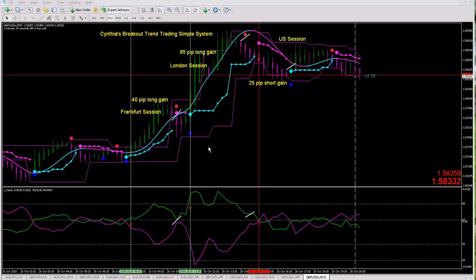So now if you're a European trader and you'd like to trade the London session, here's where you could have gotten in long during the London session. You had another uptrend alert where the aqua dot appeared, and you have a long green candle that broke above the resistance of the congestion box.